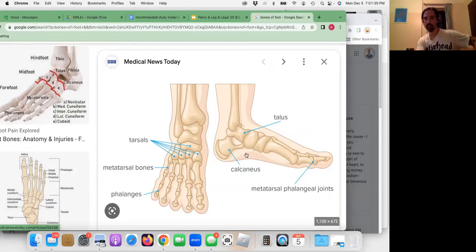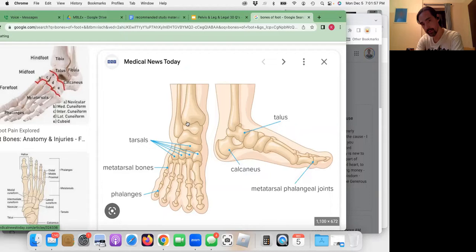Okay, now the bones of the foot, very important. We'll go over the bones of the foot over and over and over again, because there's quite a few of them. You have the calcaneus, which forms the Achilles tendon, and then you have the talus. So the talus receives most of the weight from the body.